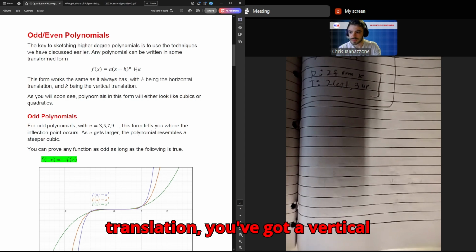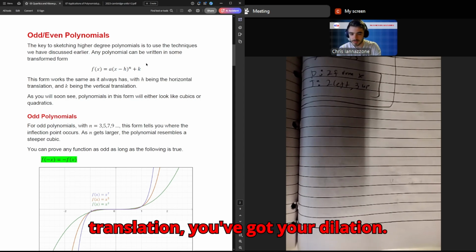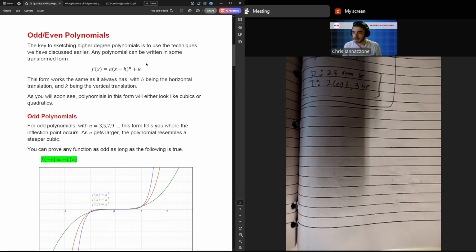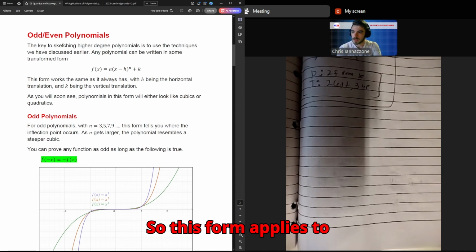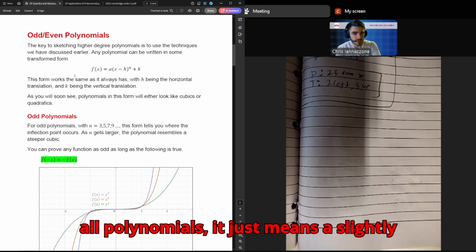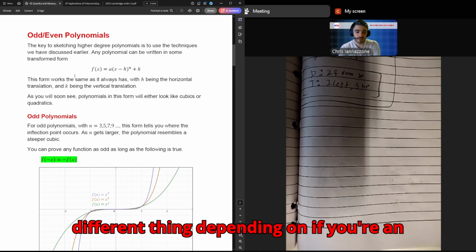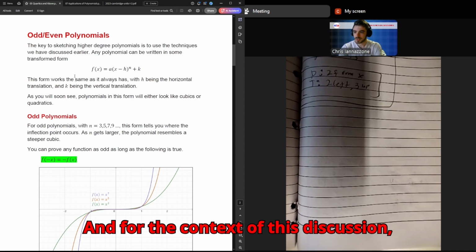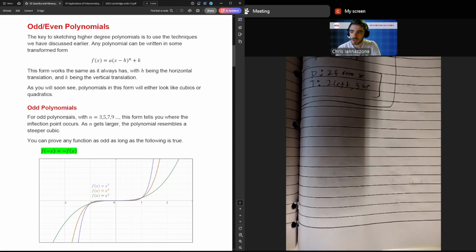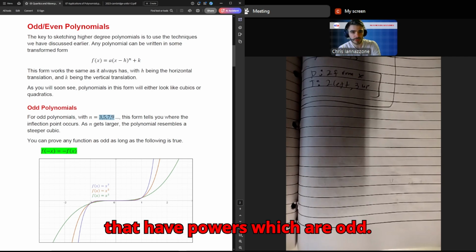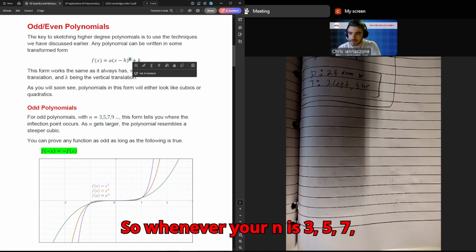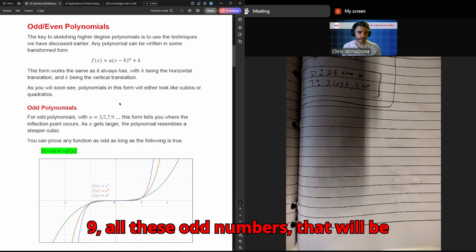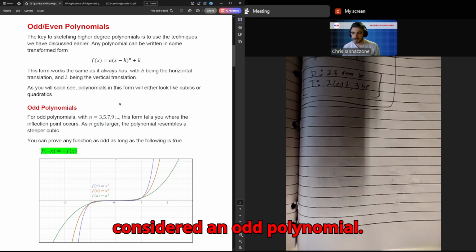You've got a horizontal translation, you've got a vertical translation, you've got your dilation. So this form applies to all polynomials. It just means a slightly different thing depending on if you're an odd polynomial or an even polynomial. And for the context of this discussion, odd polynomials are going to be those that have powers which are odd. So whenever your n is 3, 5, 7, 9, all these odd numbers, that will be considered an odd polynomial.